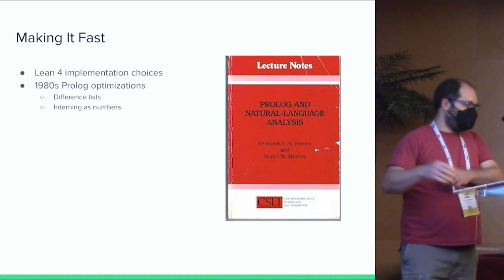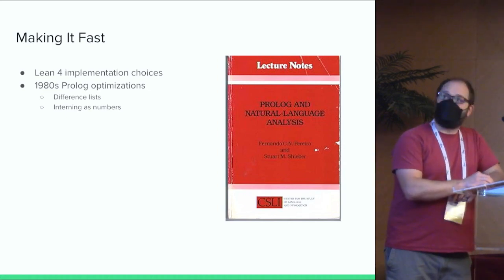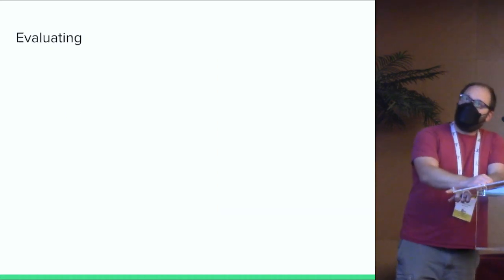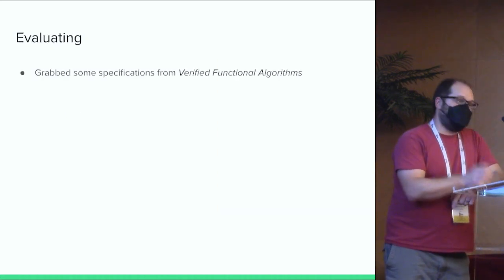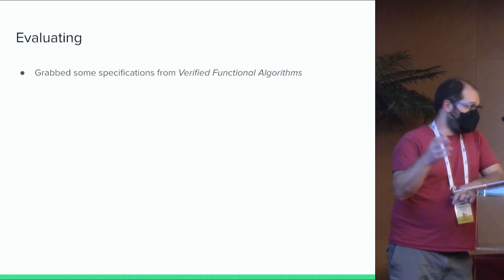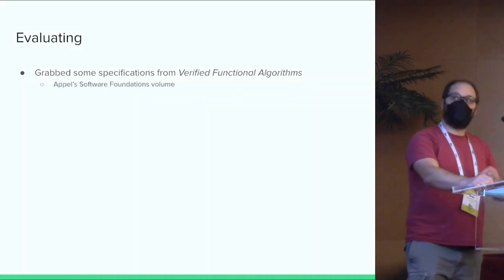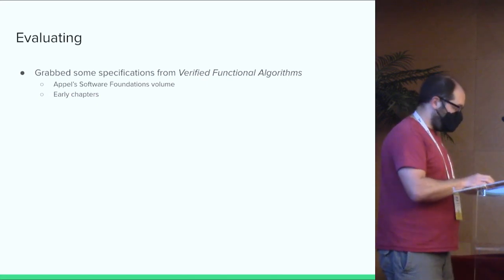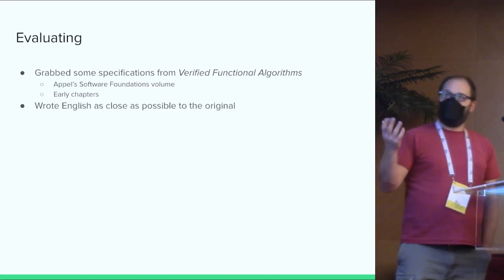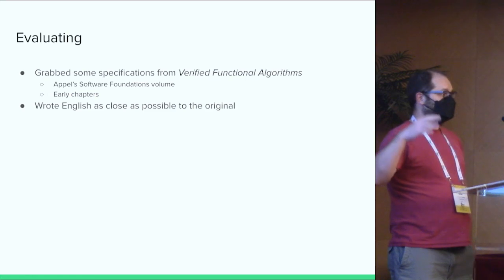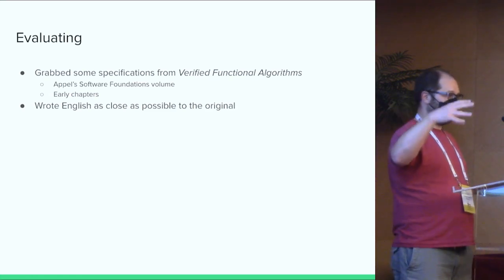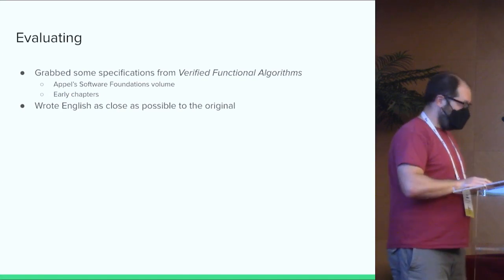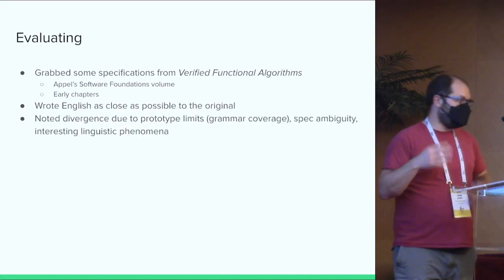But with a couple of these tricks, the thing actually ends up pretty responsive, and I will show you in a minute. So we evaluated this. We grabbed a few specifications from Verified Functional Algorithms. This is one of the Software Foundations books. Focusing on just the early chapters for now. We tried to write English as close as possible to the descriptions of basically proof exercises from the textbook, as close as we could get. And in places where we deviated, we noted why.